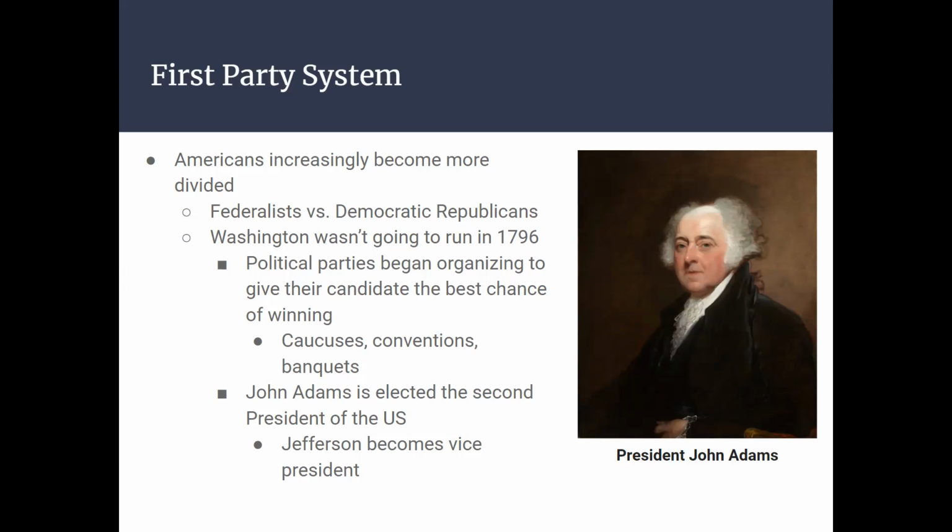At this time, candidates did not run for president. You didn't go around and give speeches and tell people why you should be president or anything like that. That was seen as unbecoming of somebody who could be president. You just had to rely on other people to do the work for you. After the votes are counted in the Electoral College, John Adams is elected the second president, and Thomas Jefferson becomes vice president.